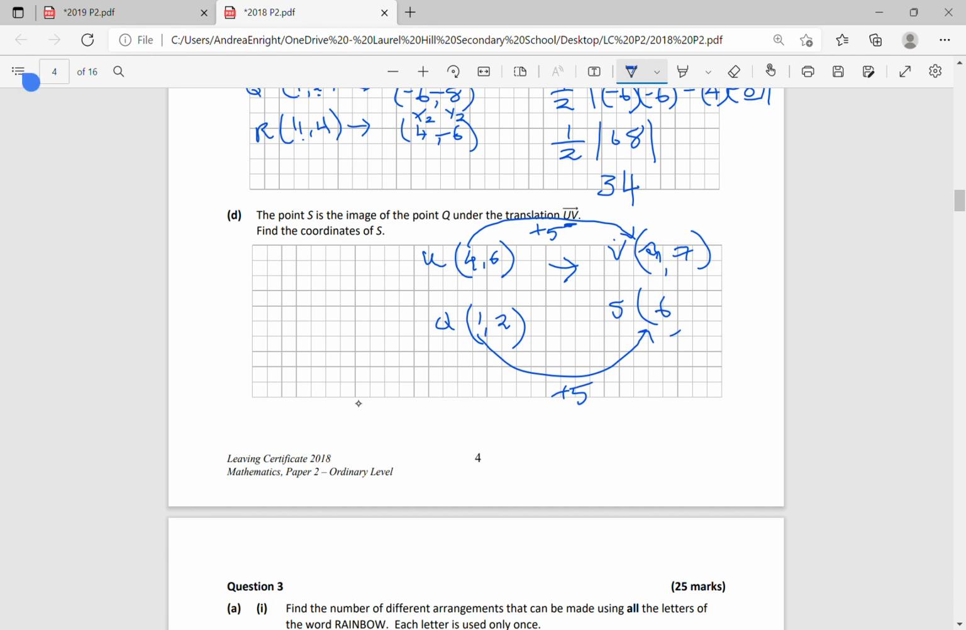Then you look at the y's. You were at 6. Then you went to 7. You added on 1. So that means you add on 1 to the y down here. So it was 2. 2 add 1 will give me 3. And that's it.